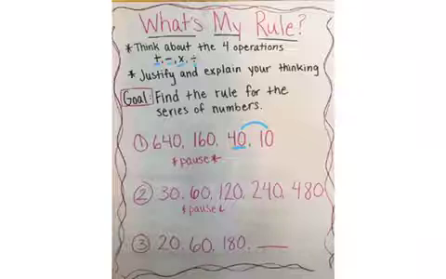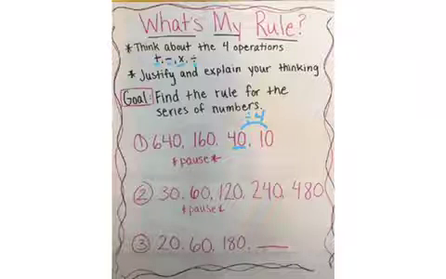Well, if I think about multiplication, would I get from 40 to 10 using multiplication? Probably not. What about division? Could division work for this? What do I know about 40 and 10 with that relationship between multiplication and division? Well, I know that 4 groups of 10 is 40, so can I divide by 4 to get to 10?